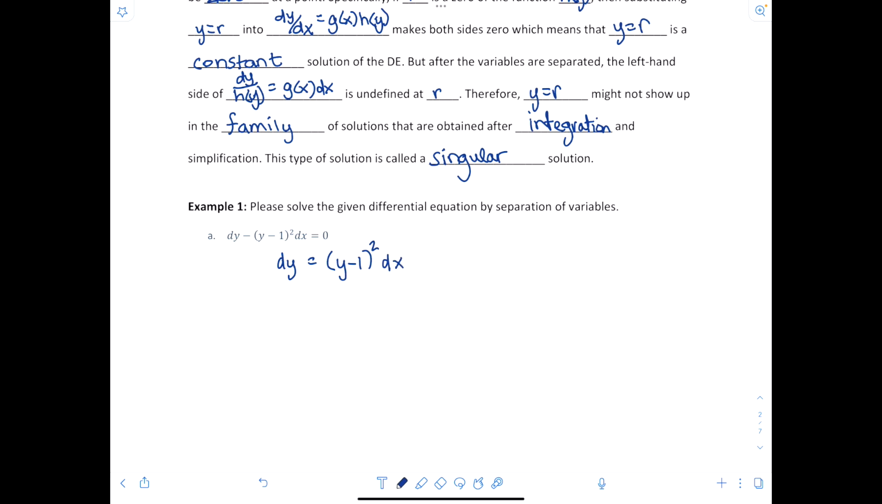Now, dividing both sides by the quantity y minus 1 squared, I'll have dy over the quantity y minus 1 squared equals 1 dx. You don't have to write the 1, but that way it won't be like a so-easy-it's-hard thing to integrate. Okay, continuing, let's write this in a form that's more amenable to integration.